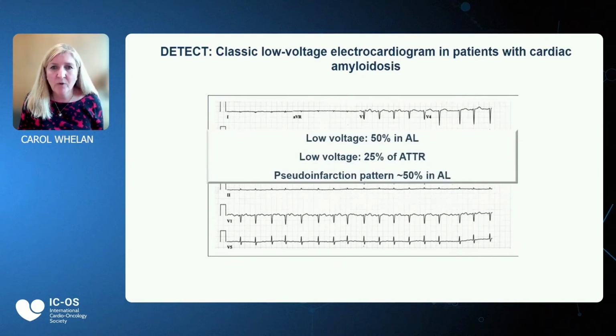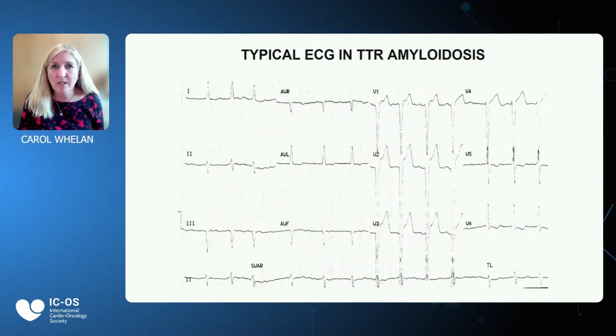But a low voltage is only found in around 50% of patients with AL. It is also seen in about 25% of patients presenting with ATTR amyloidosis. But around 50% of patients with AL amyloid have a pseudo-infarct pattern, i.e. suggestive of a previous infarct when they haven't. This is more typical of an ECG in TTR amyloidosis with large complexes, so that can sometimes put clinicians off.